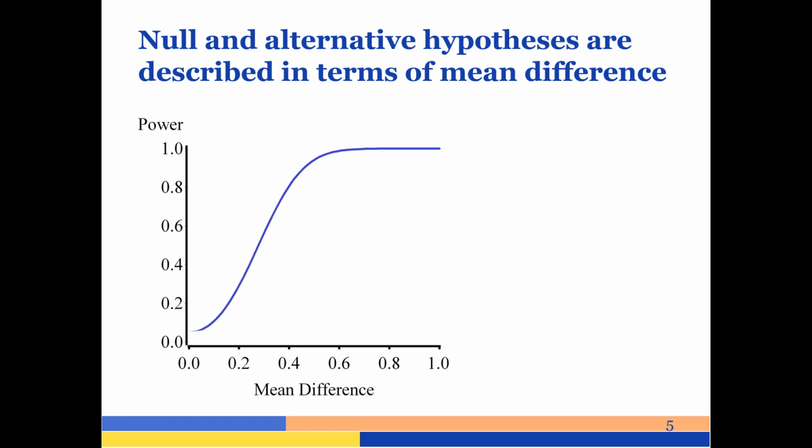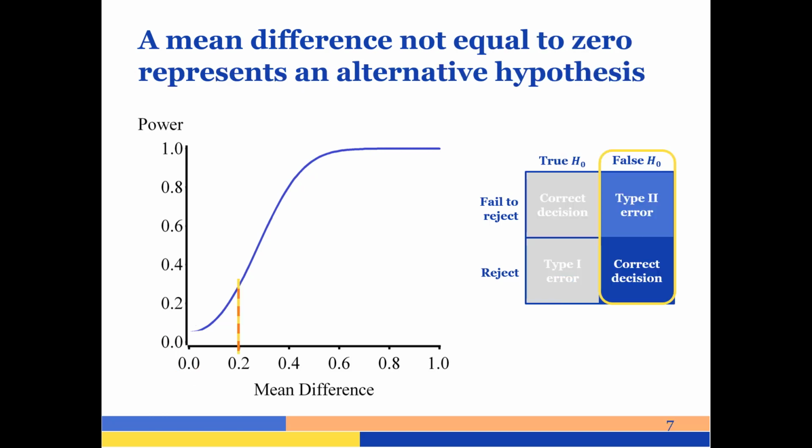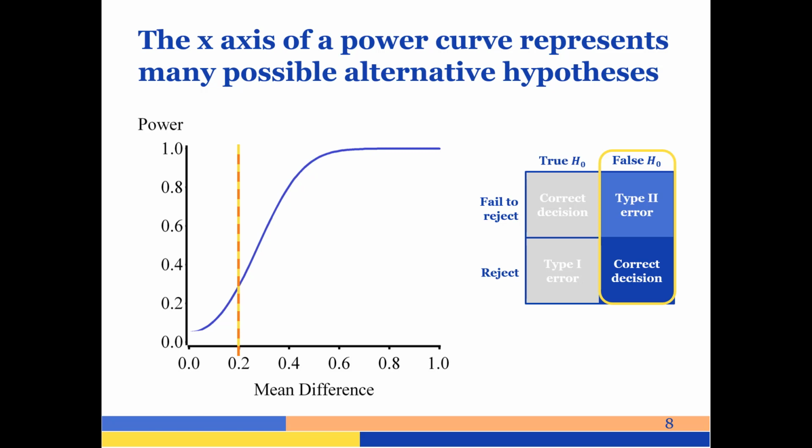Power is often graphed against mean difference because we use mean difference to describe the null and alternative hypotheses. When the mean difference is not equal to 0, like 0.2 on our graph, an alternative hypothesis applies. The x-axis on the power curve shows the many possible alternative hypotheses, revealing our uncertainty as to what the correct alternative actually is. For example, we talked about 0.2 in the last slide. A mean difference of 0.8 is another example.